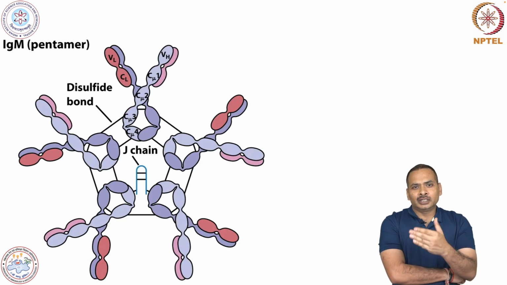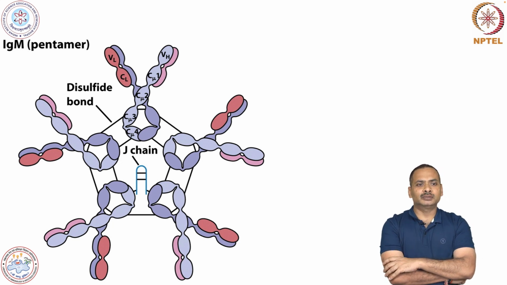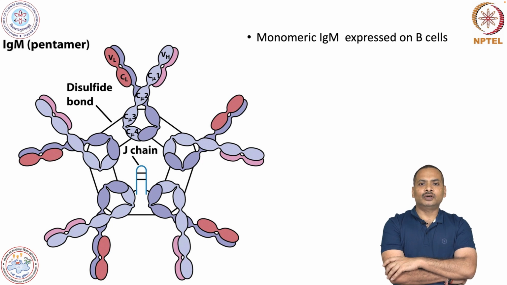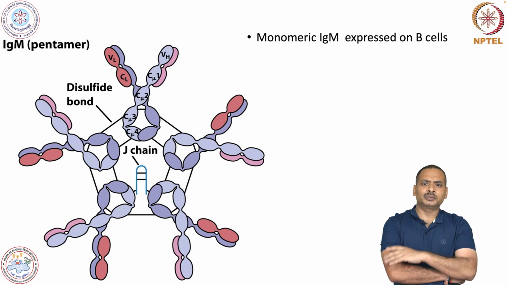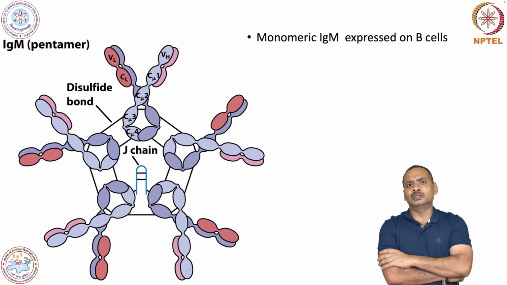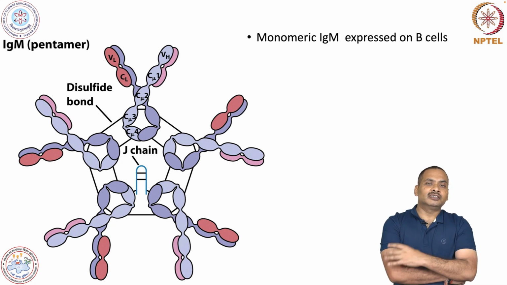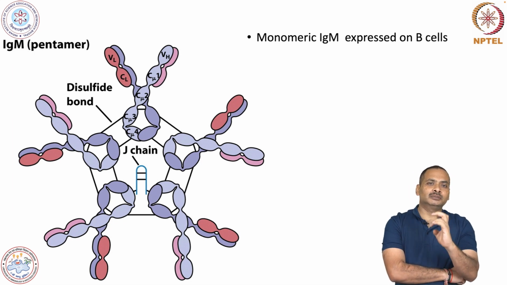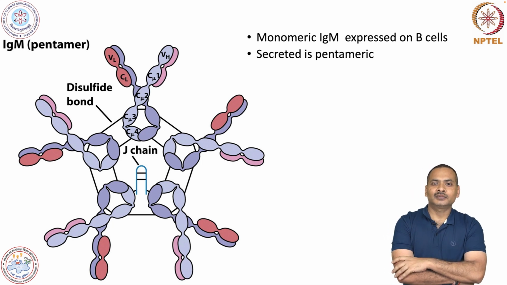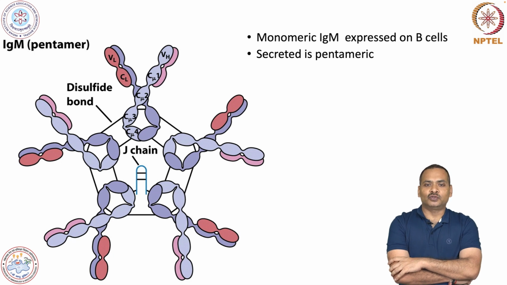So now I will talk a little more about the particular subtypes. IgM is basically present in pentameric form. It is also present in monomeric form and expressed on the B cells. So the first antibody which is generated against the antigen is IgM, and on mature B cells IgM is present in monomeric form. But when it is secreted, then it is secreted in pentameric form.